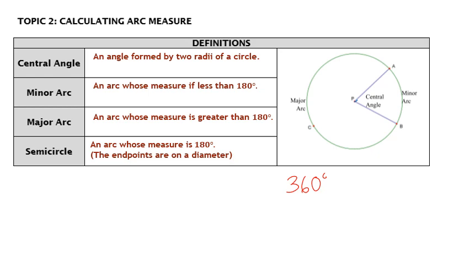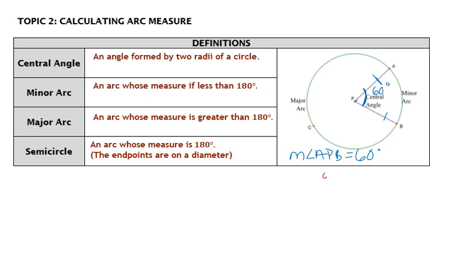So a central angle is basically an angle that's formed by 2 radii of a circle, and it's at the center of a circle. So for example, if I had, let's say, angle APB was 60 degrees, angle APB would be a central angle, right? So it's formed at the center of the circle.